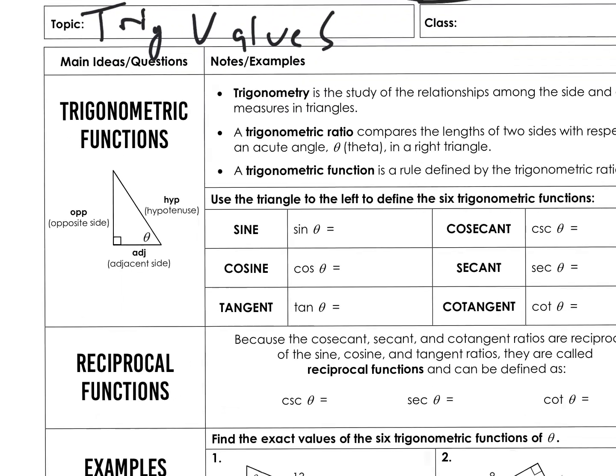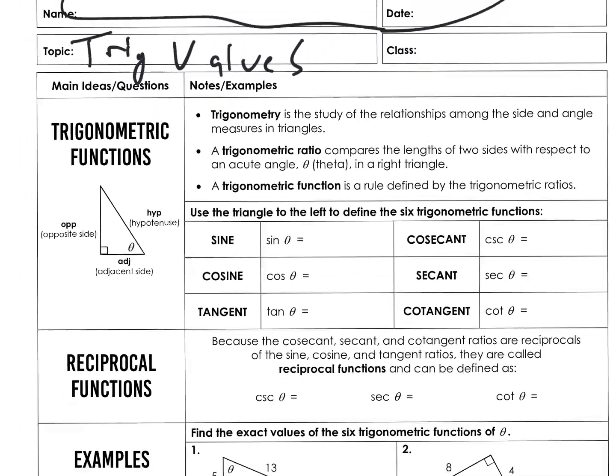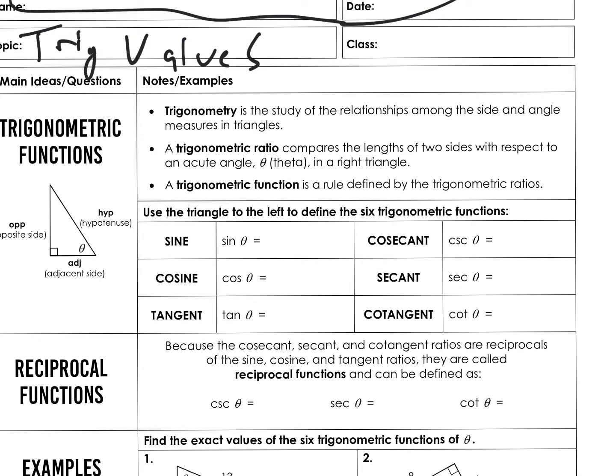We're doing trig values. And the definition of trigonometry, to me, is the study of angles. It's just basically using angles. All right? You can read this fancy definition: relationship among the sides and angles measures in triangles. Well, that's exactly the truth. We are going to start this with looking at triangles. The triangles we're going to look at today are right triangles. These values only apply to right triangles. Okay? It's very important.